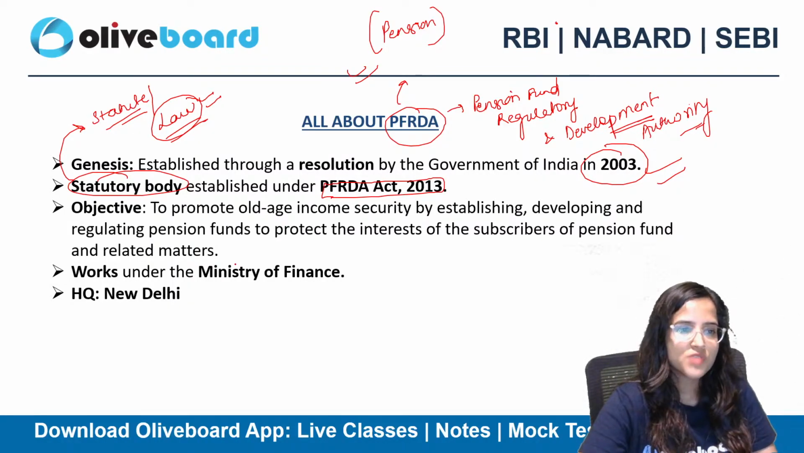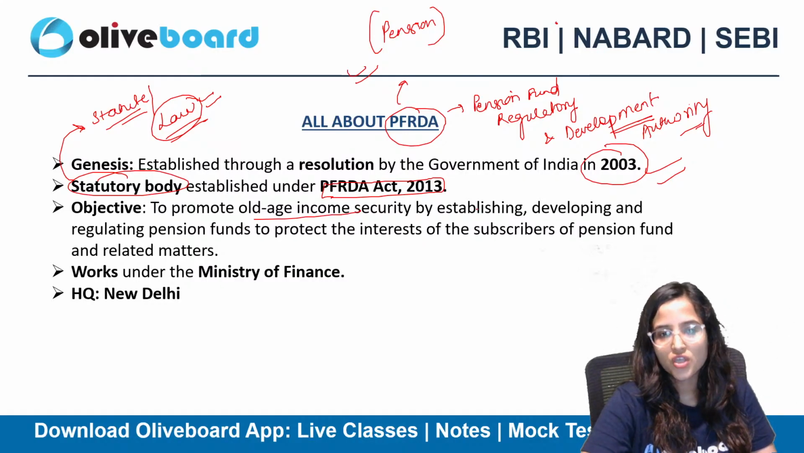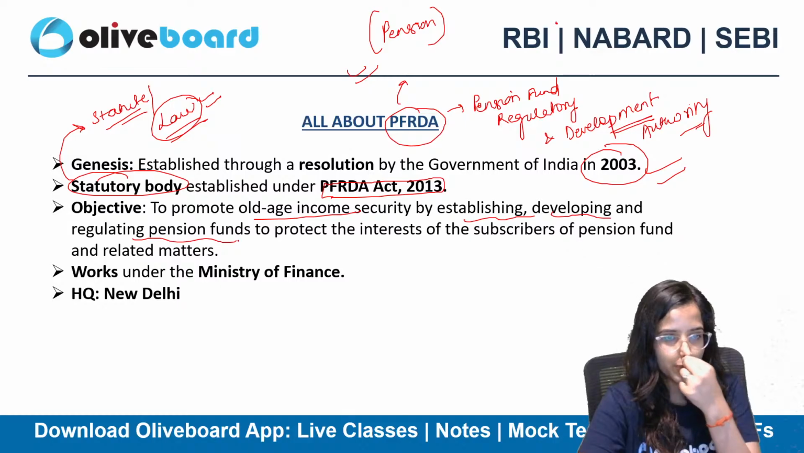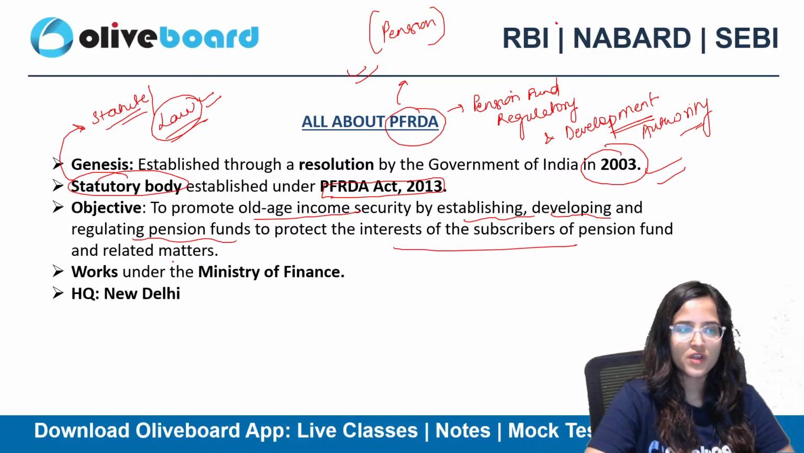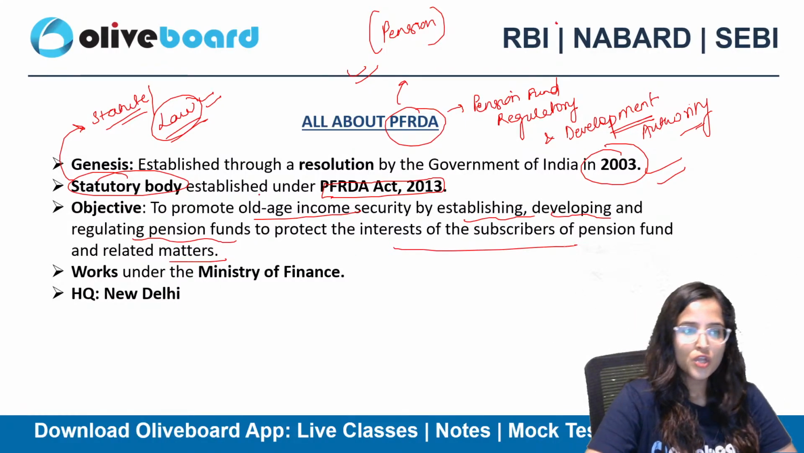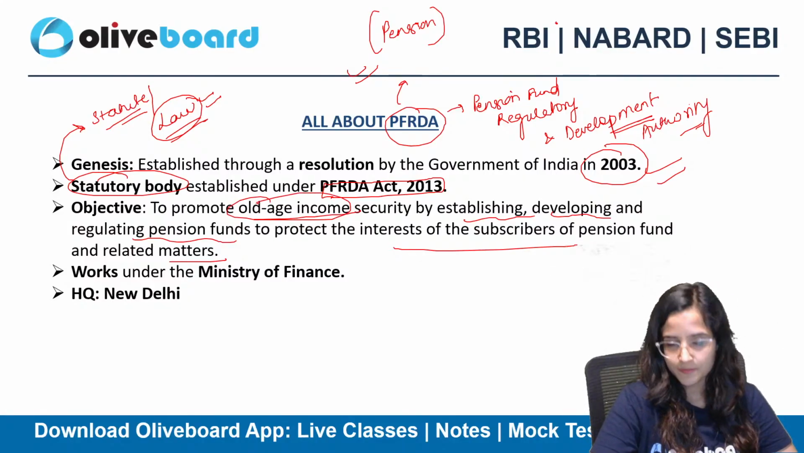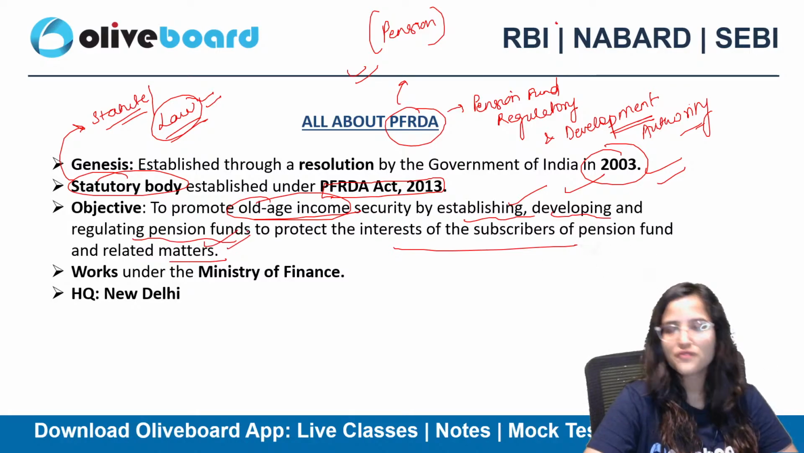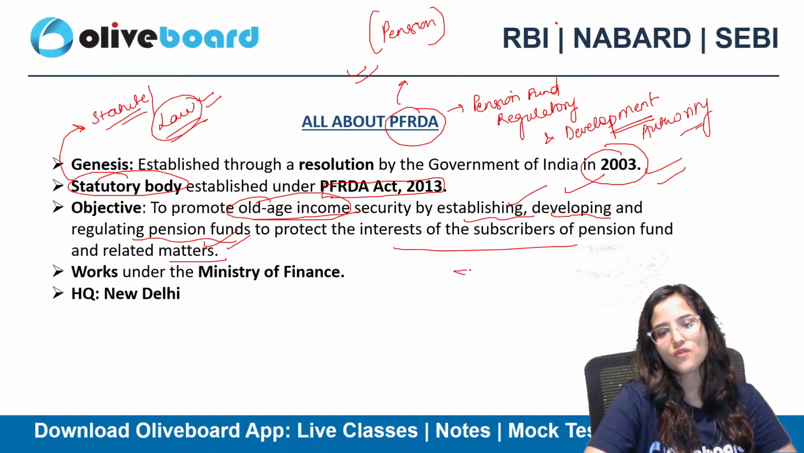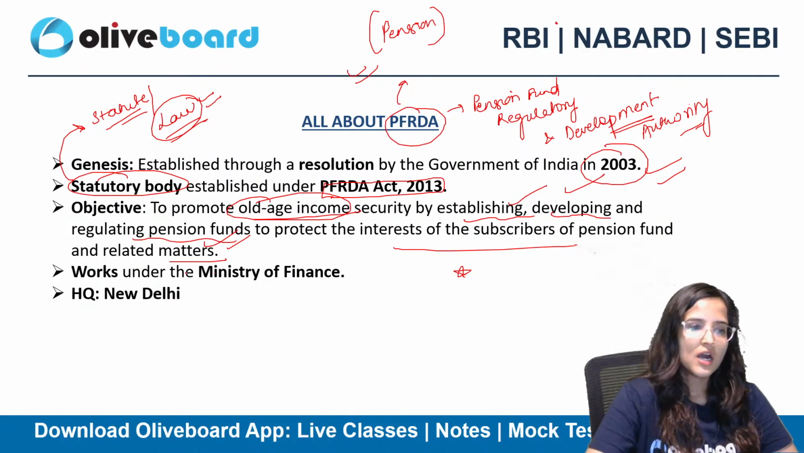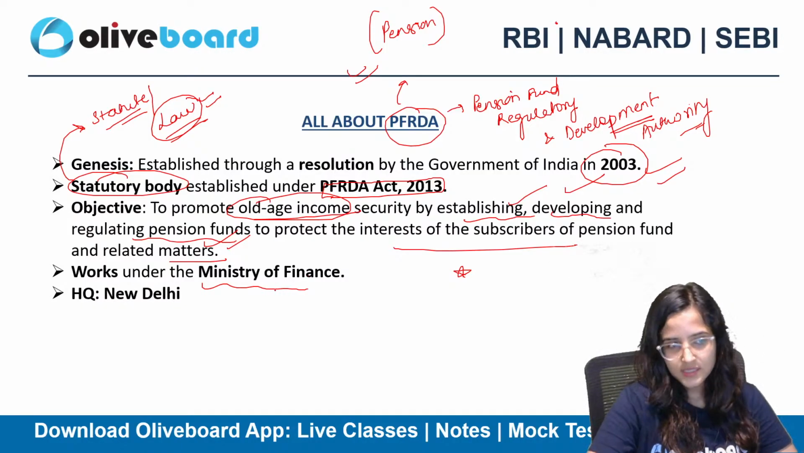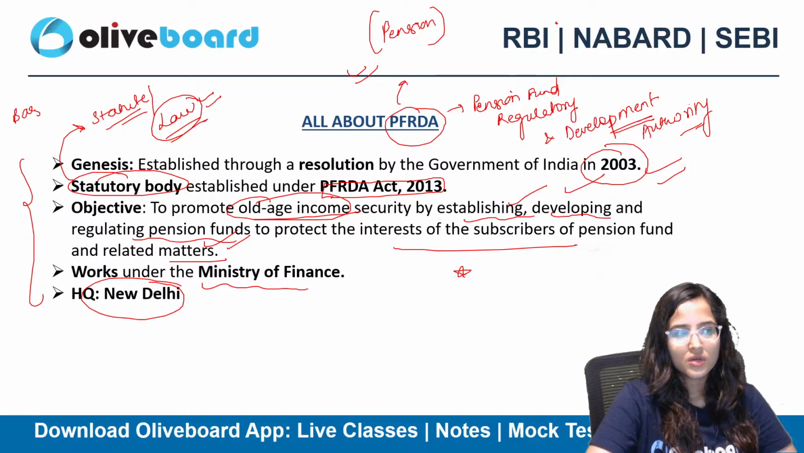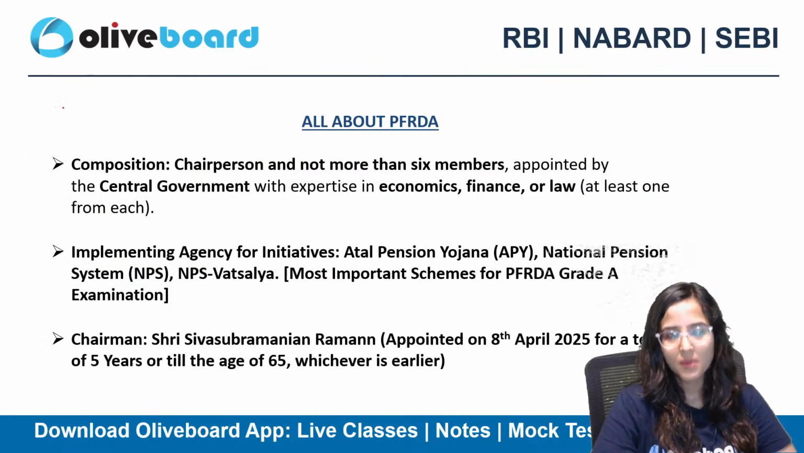Okay? The objective is to promote old age income security by establishing, developing and regulating pension funds to protect the interest of the subscribers of pension funds and related matters. So what is the objective? To promote old age income security. Fine. Establishing, developing, regulating pension funds so that we can protect the interests of the subscribers. It works under the Ministry of Finance and the headquarters is in New Delhi. These are some basics that you need to remember.